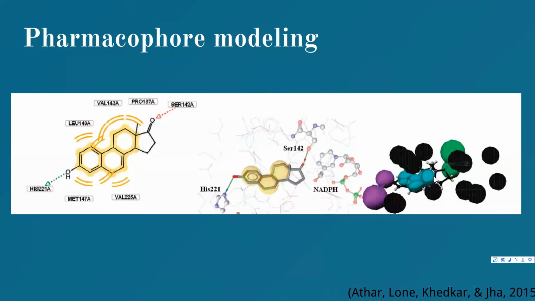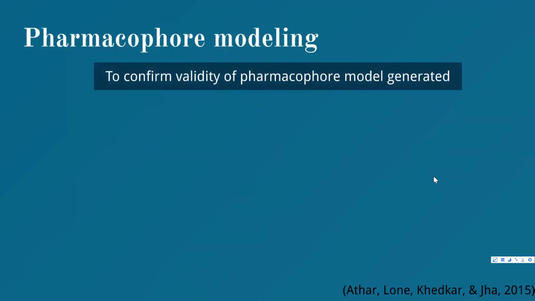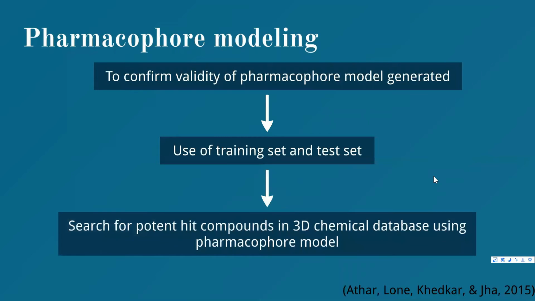This is an example of a pharmacophore modeling result. It shows the active sites of the target. To confirm the validity of the pharmacophore model generated, we can use a training set and test set. After the validation, the pharmacophore model can be used to search for potential hit compounds in a 3D chemical database.